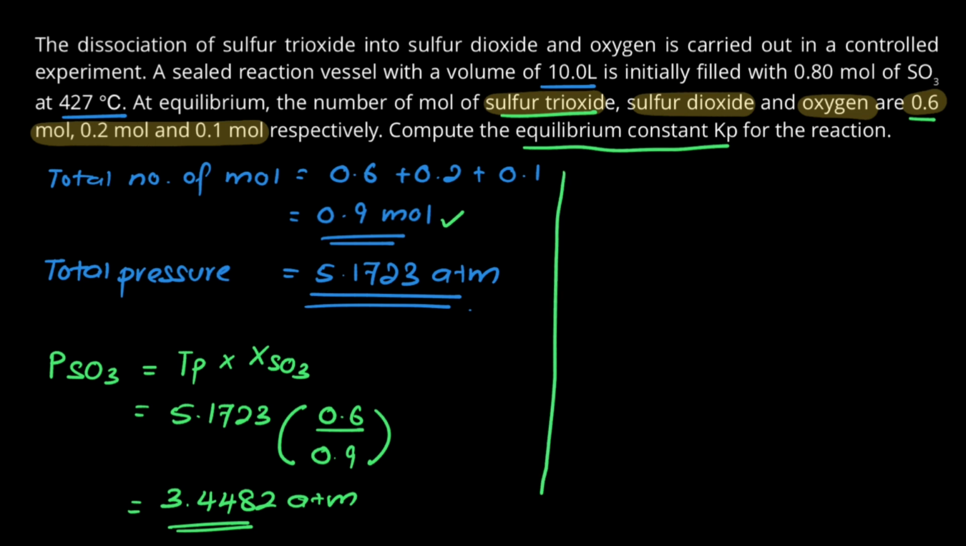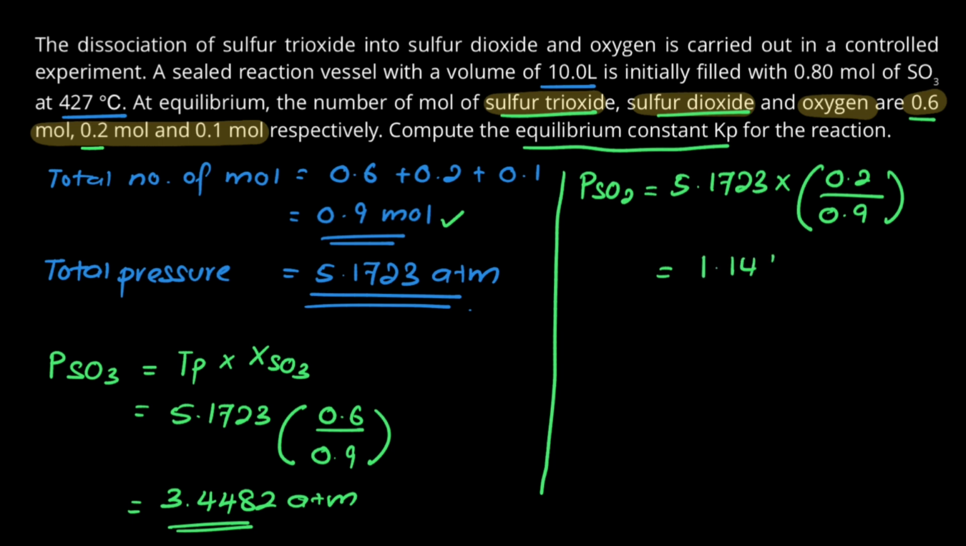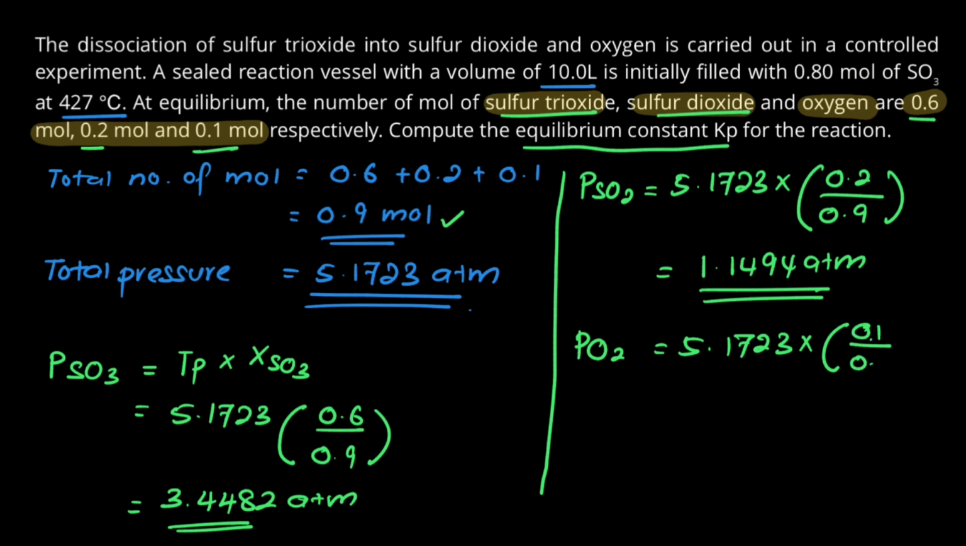So we are going to do the same for sulfur dioxide. The partial pressure for sulfur dioxide should be equivalent to 5.1723 times 0.2, the moles of sulfur dioxide, divided by the total number of moles, 0.9. So you will get the partial pressure for sulfur dioxide is 1.1494 atm. And lastly, we are going to do the partial pressure for oxygen. For oxygen, it is equivalent to 5.1723 times 0.1 divided by 0.9. So you will get the partial pressure for oxygen equivalent to 0.5747. Right. So since we have calculated all the partial pressures, only then can we calculate the Kp for this reaction.